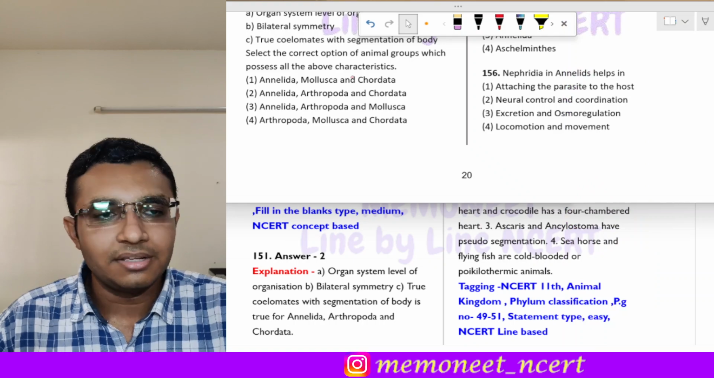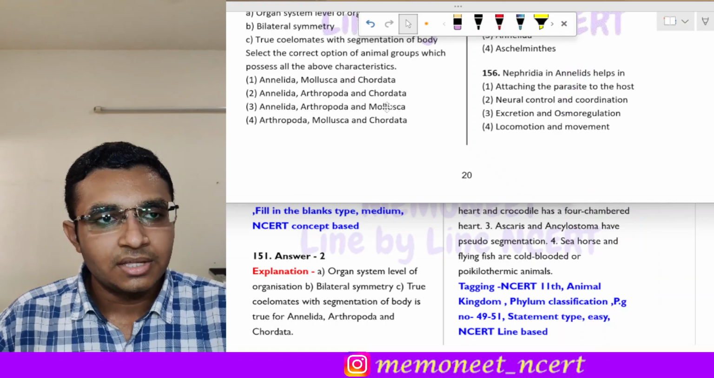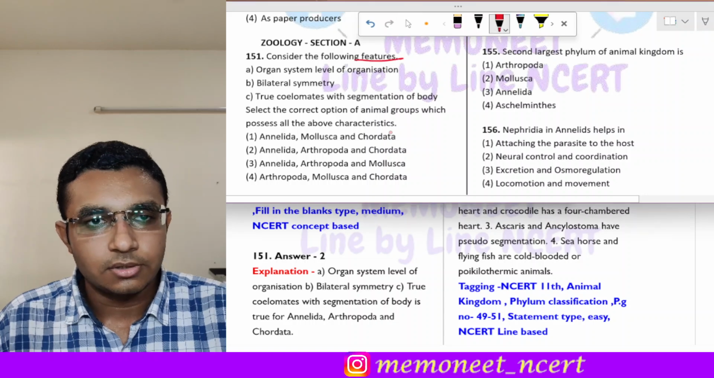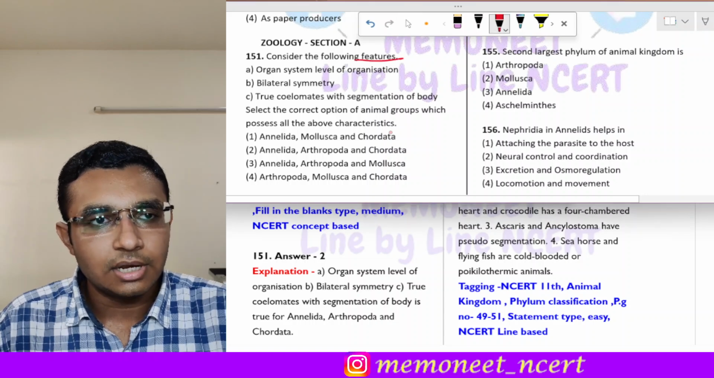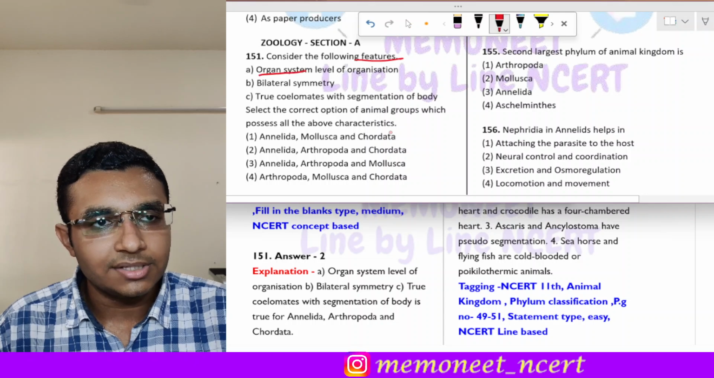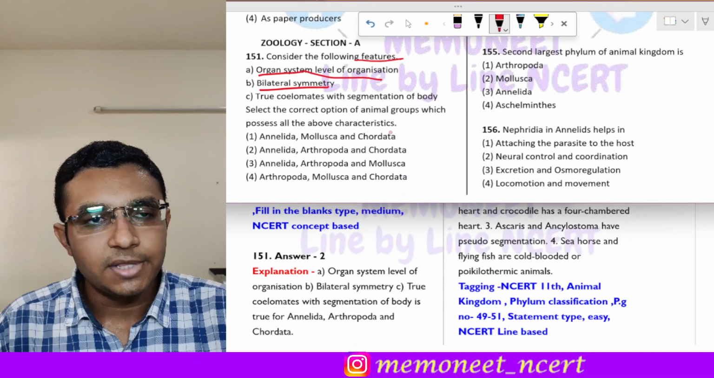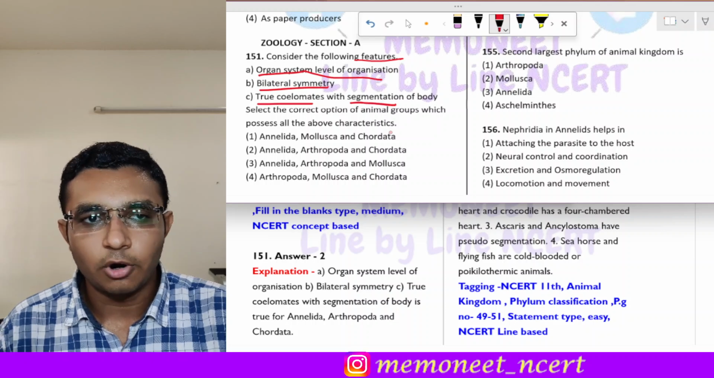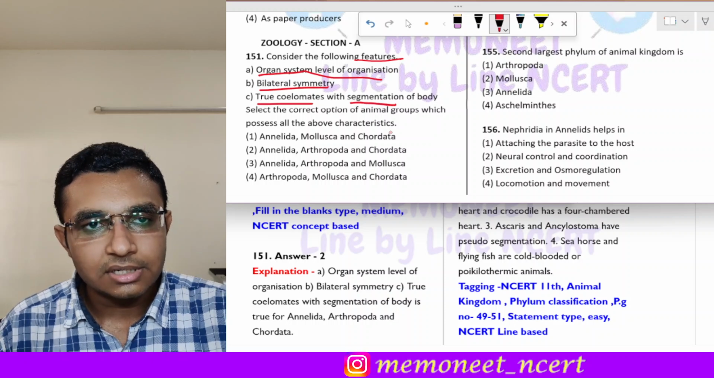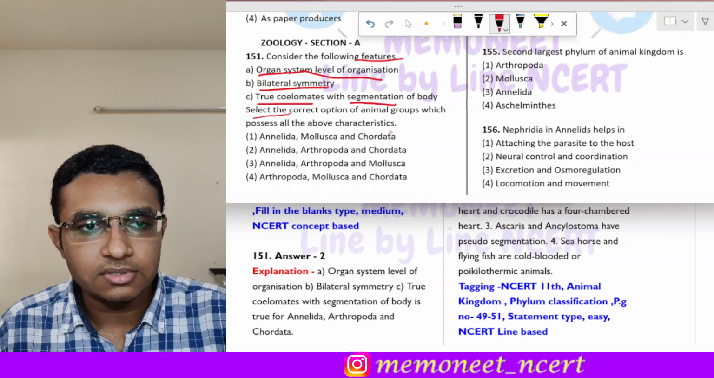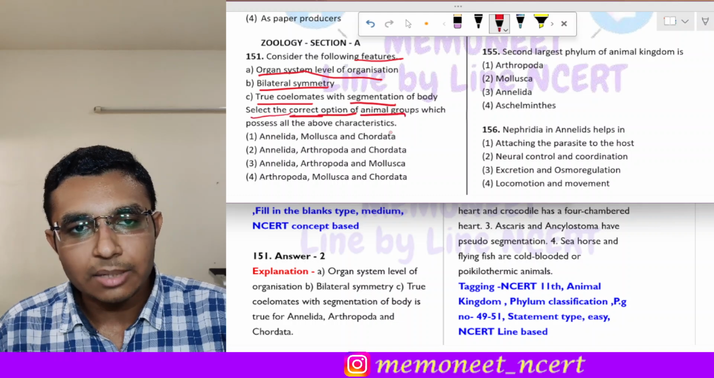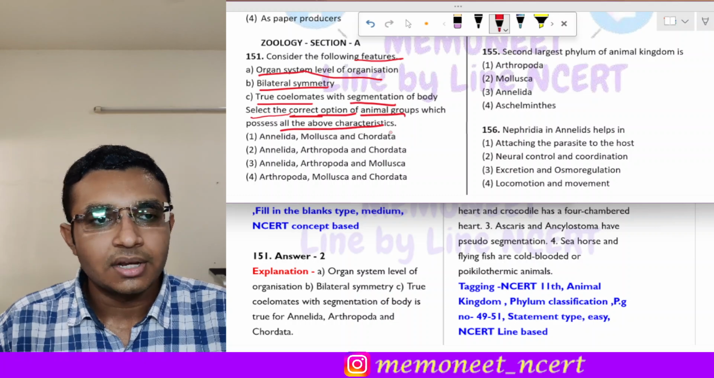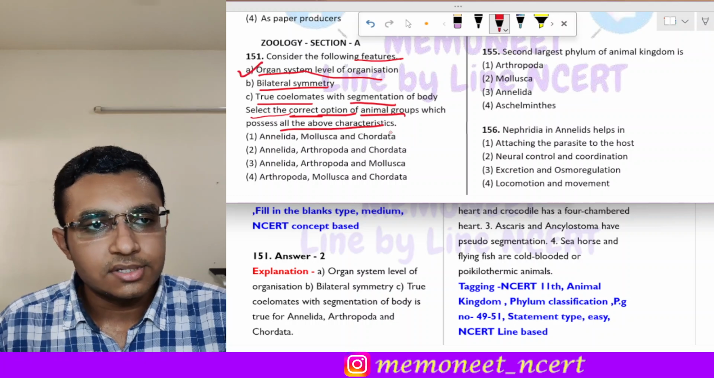So starting with the question 151, the question states that consider the following features. Okay, so there are several features given in the question, like organ system level of organization, the bilateral symmetry, and true coelomates with segmentation of body. And then after considering all the features, we have to select the correct option of animal groups which possess all the above characteristics. Okay, now see, first of all, organ system level of organization.